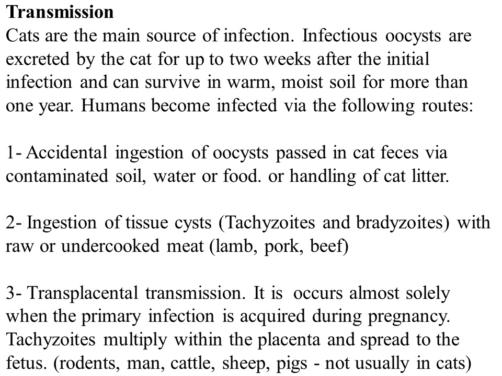It occurs almost always when primary infection is acquired during pregnancy. Tachyzoites multiply within the placenta and spread to the fetus, which usually occurs in rodents, man, cattle, sheep, and pigs, but not usually in cats.